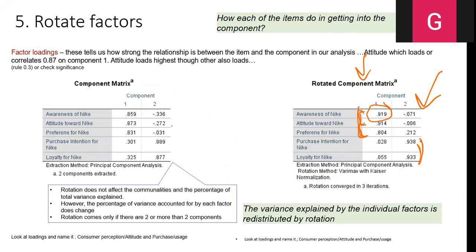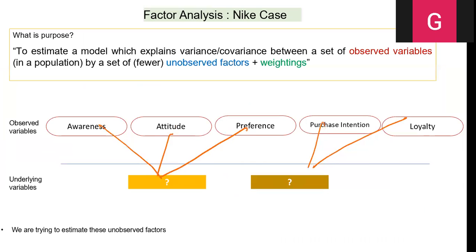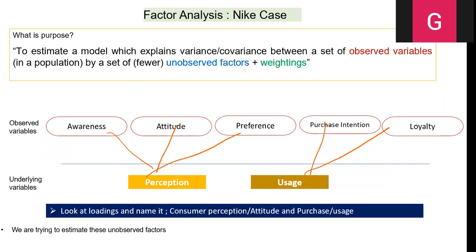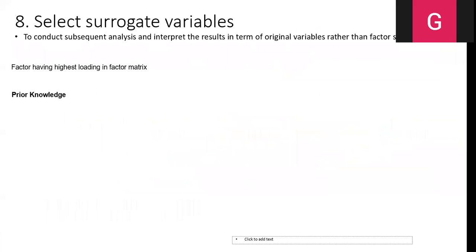यहाँ पर बहुत ही क्लोज था. This is 919, 914, 804. यहाँ पर 021 है या 031 है, यहाँ पर 919 है. So awareness, I can explain this factor. I need not take these variables. I can remove these variables and say awareness of Nike I can take as a surrogate for my perception. Okay, and I can drop these variables. So that is the funda of what you call surrogate variables.